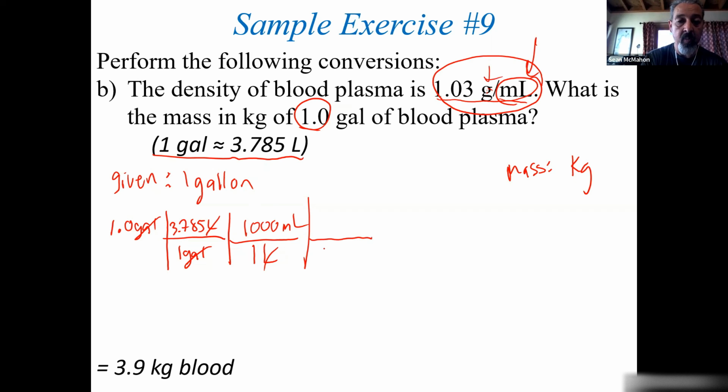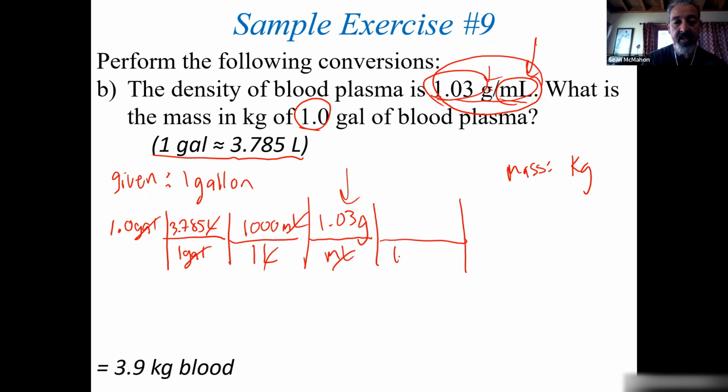How? In 1 milliliter of blood, there's 1.03 grams of blood. That allows me to cancel out the milliliters. Now I have mass. That's what density does, volume to mass. This is 3 sig figs. And then last but not least, there's 1,000 grams in 1 kilogram of blood. So grams cancel. I'm left with the units of kilograms. I have 2 sig figs because I started with the smallest.